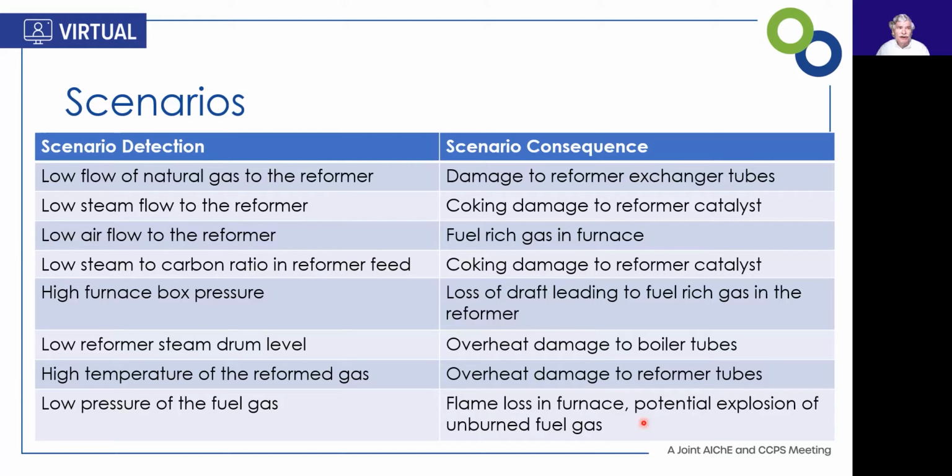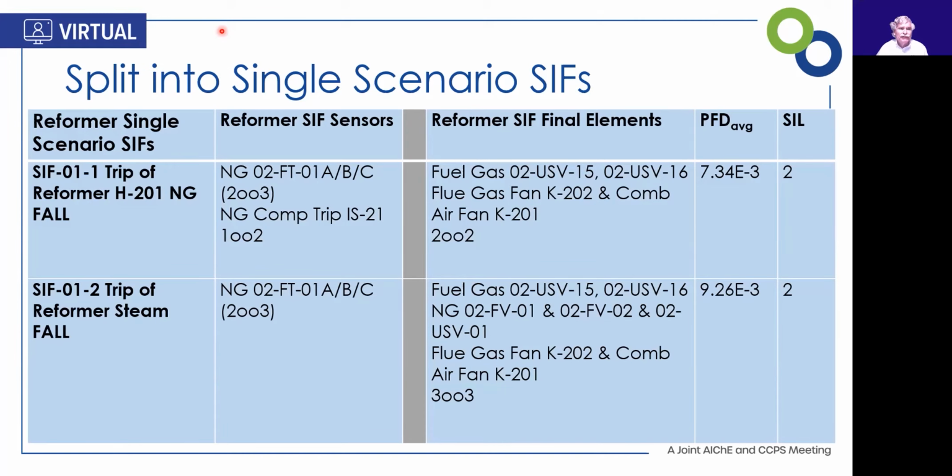So 8 different scenarios. So here's the table with the massive SIF split into single scenario SIFs. And we looked at the causes and consequences, or the sensors and consequences, on the previous slide. Now we'll show you a little bit about how we split these things up.